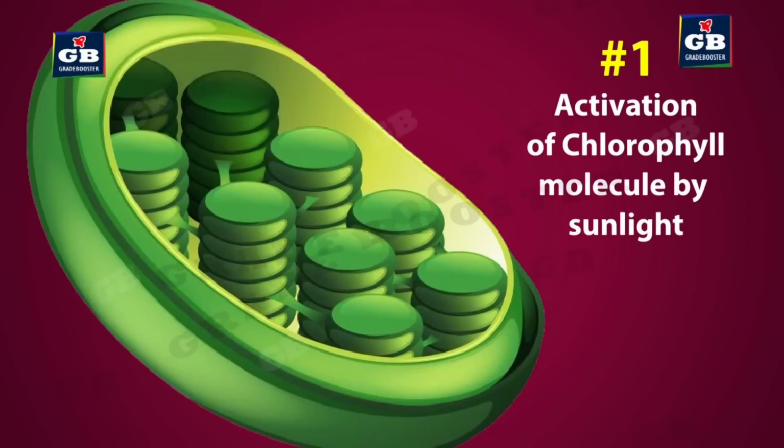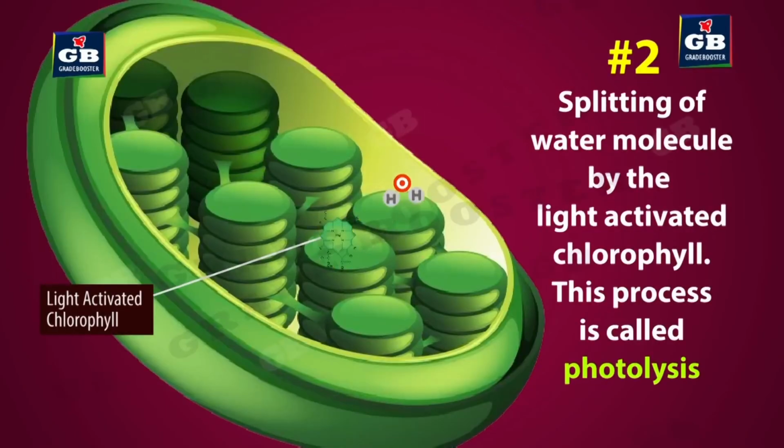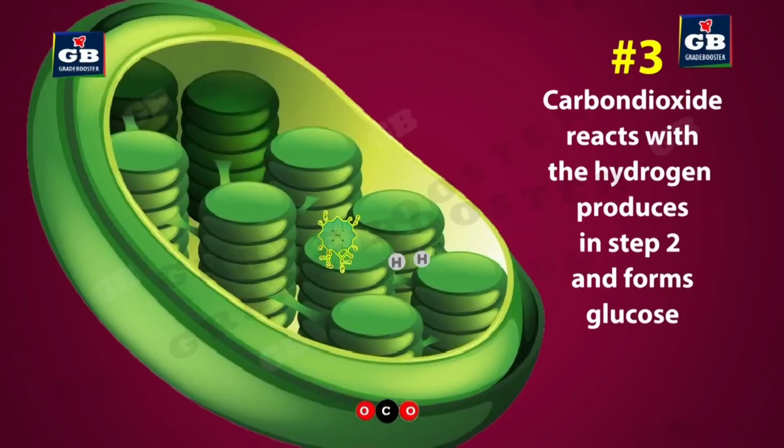Step 1. Chloroplasts have a green pigment called chlorophyll. This chlorophyll molecule gets activated by sunlight. Step 2. This light-activated chlorophyll splits the water molecules into hydrogen and oxygen. Step 3. The hydrogen produced in step 2 reacts with carbon dioxide and forms glucose.